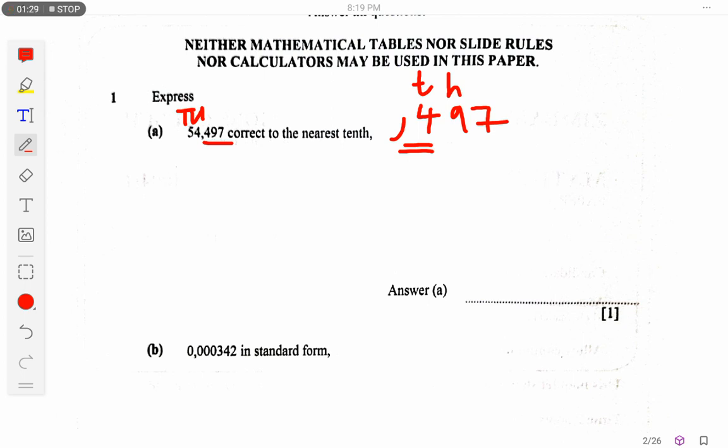So how do you correct it? You check the next value, this one. Is it a 5 and above? If it is a 5 and above, it means our 4 is going to be a 5. If it is 4 and below, then we just remain with our value as a 4. So in this case, because we have a 9, this is going to be 54.5, like that. Okay, that will be the answer.